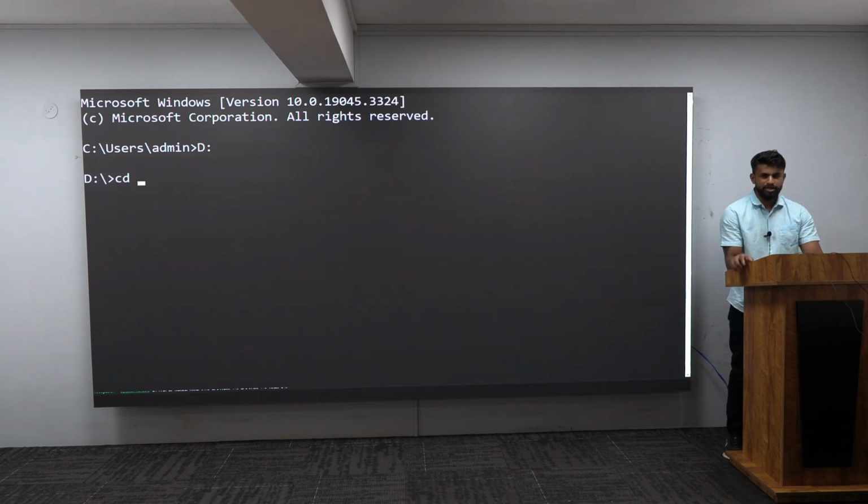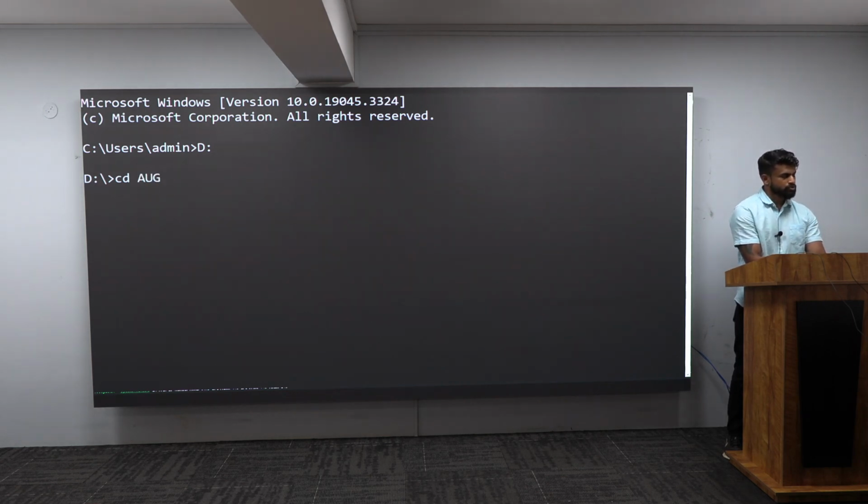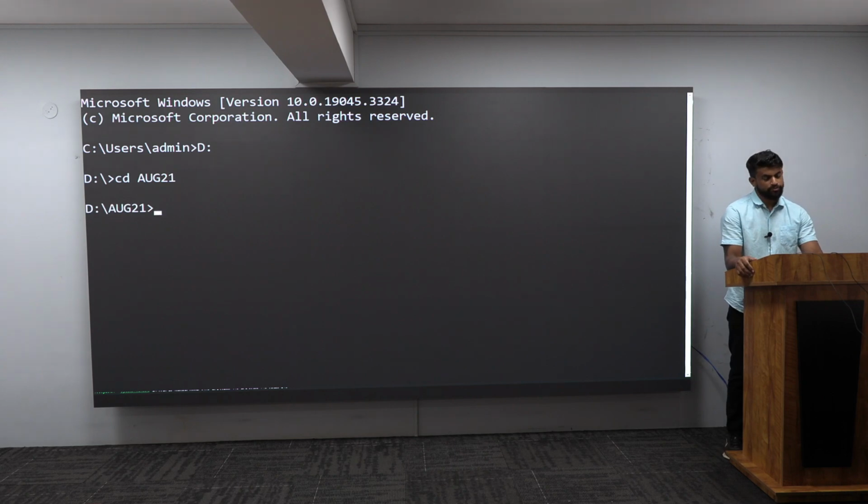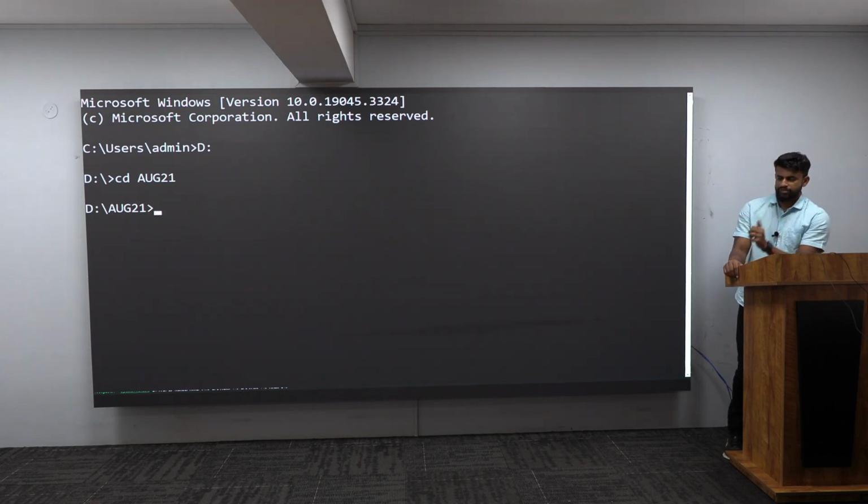Let me go to one folder. What is the command? CD, change directory. To whom? Very good, you have to go to August 21, like this. If you hit enter, you are inside August 21. What should you do here? This is where your program is present. First you have to compile and then execute.